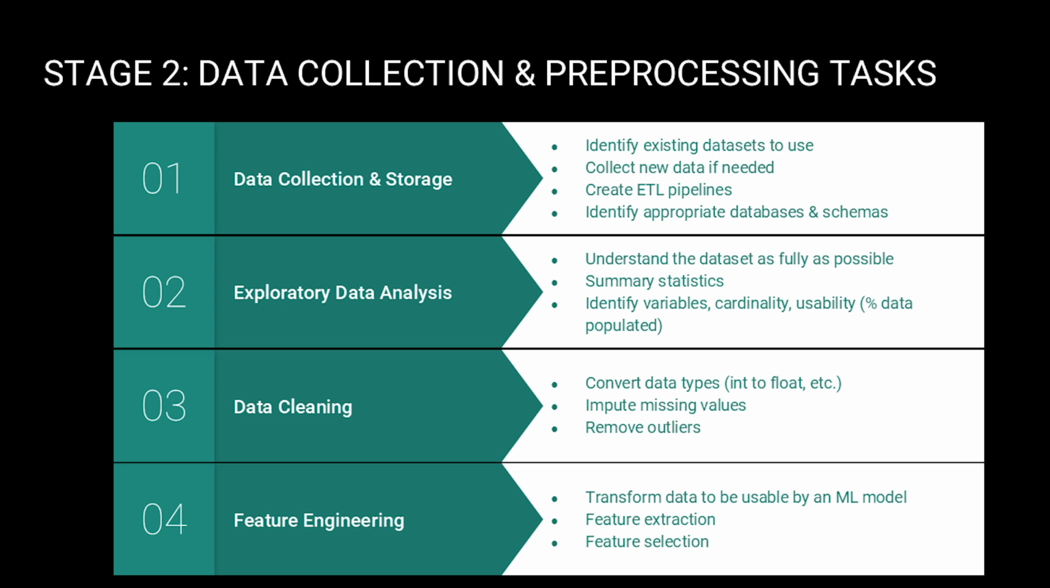Then we have exploratory data analysis. This is where we understand the dataset as fully as possible. After that, we have data cleaning. We're going to convert data types, impute missing values, and remove outliers if that's required. Then we'll have our feature engineering. That's where we transform our data to be usable or understandable by a machine learning model. This includes feature extraction and feature selection.